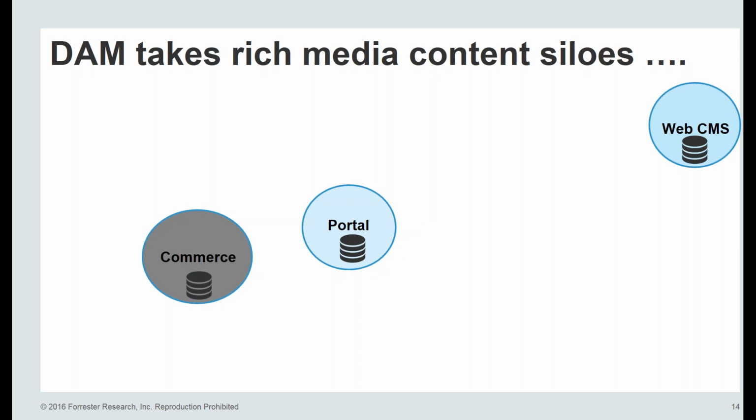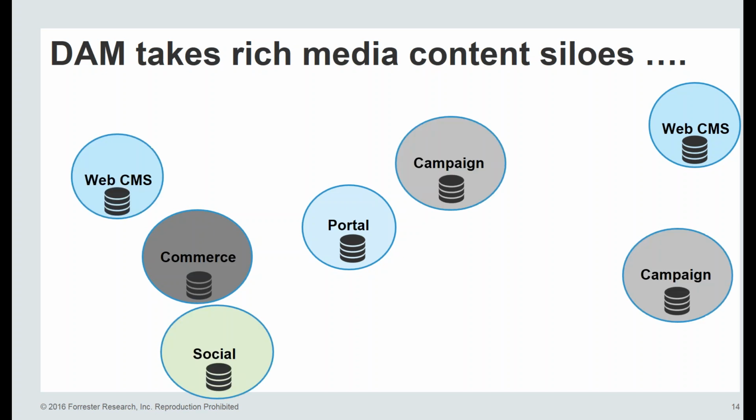We might have an e-commerce solution that's managing our product images or videos and serving up our rich media content for the shopping experience. And we might have other CMS. We probably don't have one CMS solution. We probably have multiple. We probably also have multiple campaign solutions and social solutions which are delivering experiences.